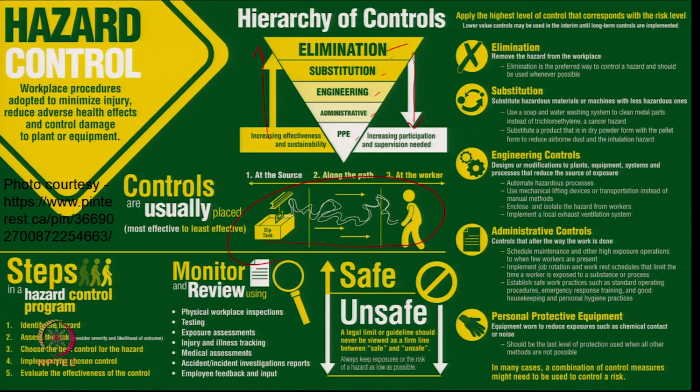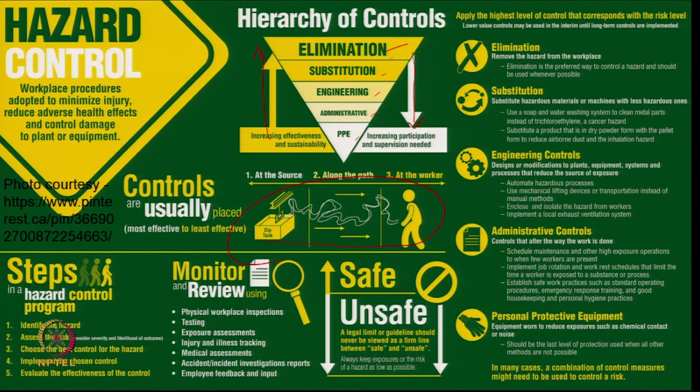Elimination: remove the hazard from the workplace. Elimination is the preferred way to control a hazard and should be used whenever possible. Substitution: substitute hazardous materials or machines with less hazardous ones. Okay. Then engineering controls: design or modifications to plants, equipment, systems and processes that reduce the source of exposure. Automate the hazardous processes, use mechanical lifting devices or transportation instead of manual methods, enclose and isolate the hazard from workers and so on. Administrative controls: controls that alter the way the work is done.